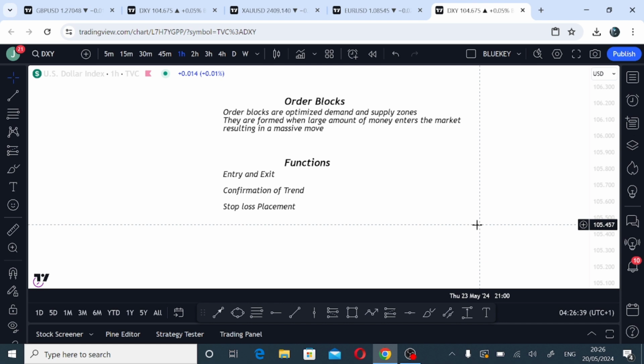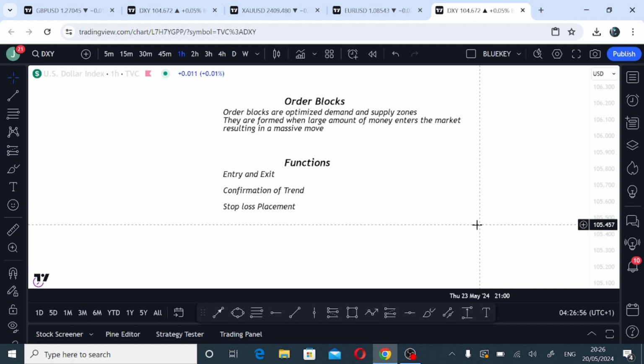We also use it for confirmation of trends. So you see an order block in a particular trend, in an uptrend or a downtrend, bullish or bearish, signifying that when price gets to that order block, it's going to mitigate it and continue going in that particular trend, right?